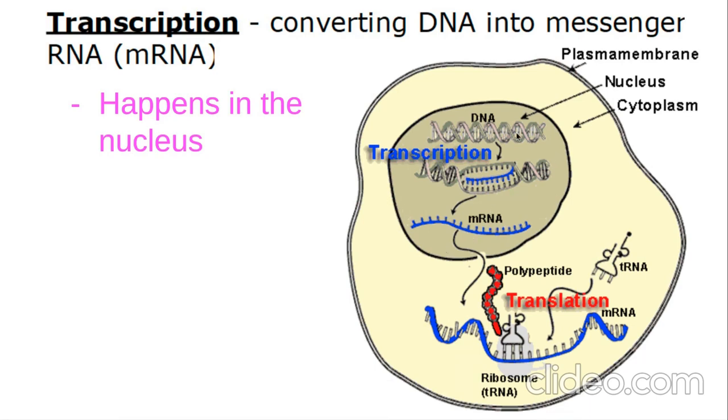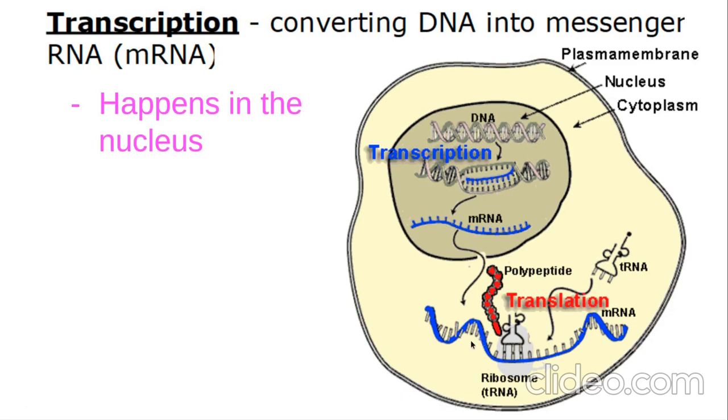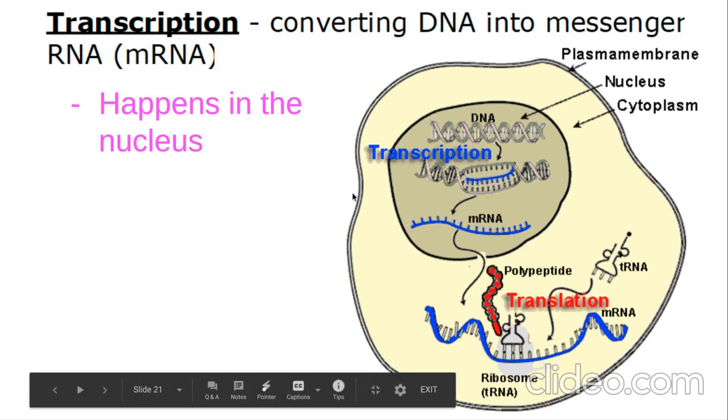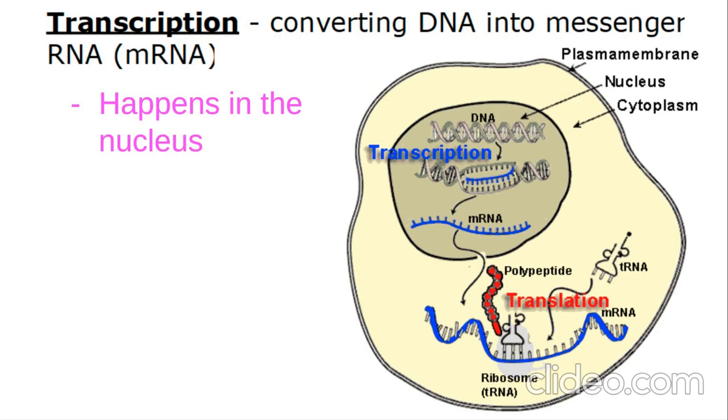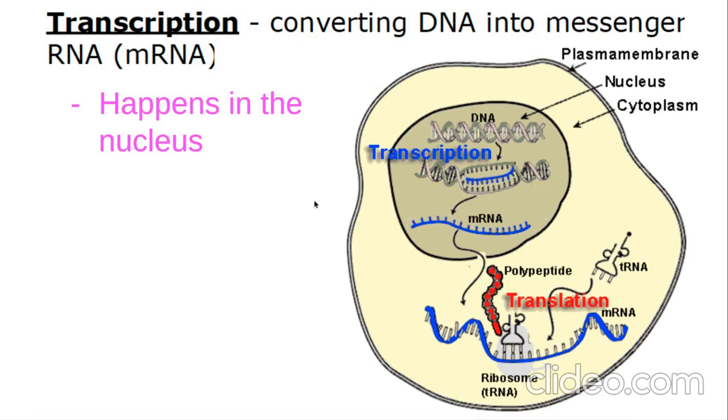So we see our DNA molecule. We're going to make our messenger. Our messenger is this blue guy. And the messenger is going to go to the ribosome. Again, don't worry too much about this crazy diagram. All we're talking about here is in order to get our DNA message to the ribosome, we have to convert it into messenger RNA first.